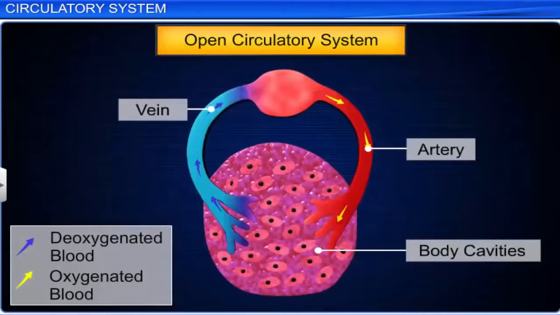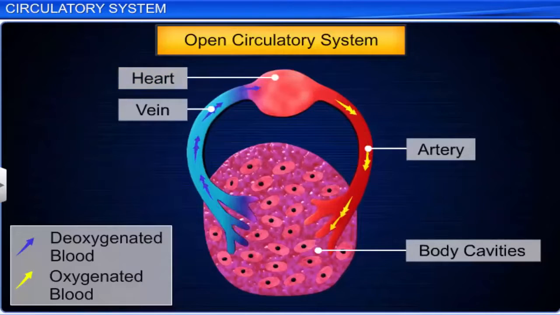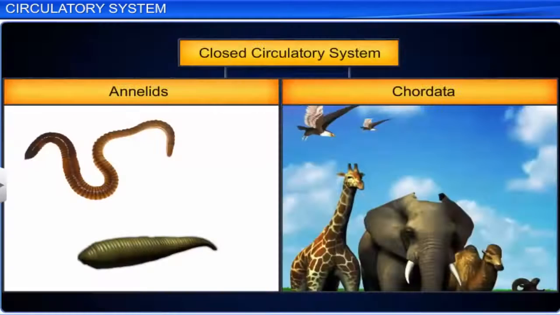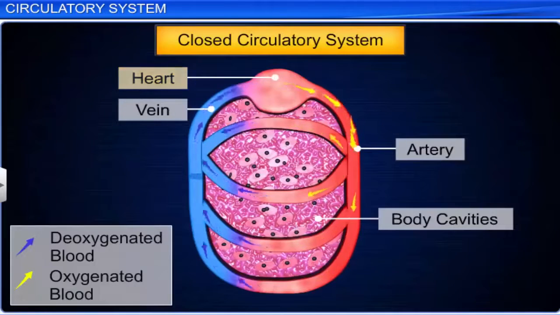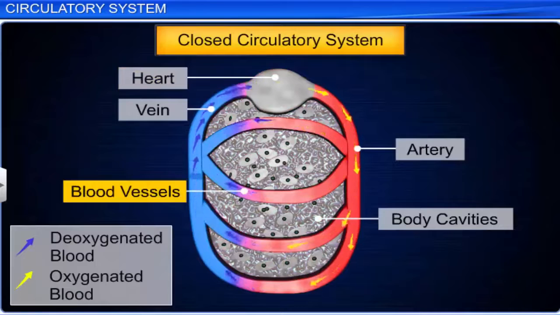In these organisms, the blood pumped from the heart reaches the open spaces or body cavities called sinuses through large blood vessels and bathe all the organs. Whereas a closed circulatory system is found in annelids and chordata. In these organisms, the blood pumped from the heart passes through the closed blood vessels to reach the tissues.